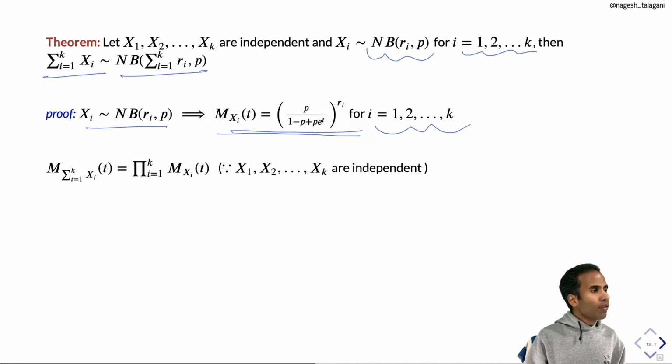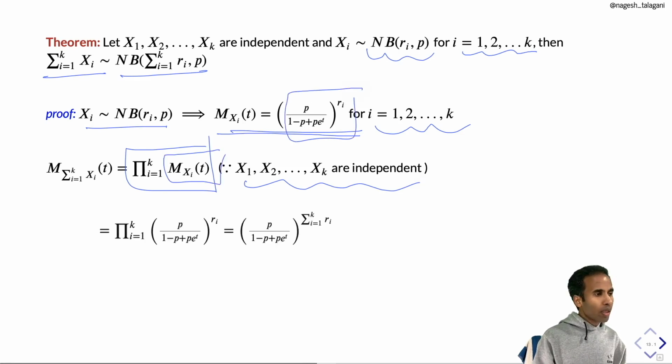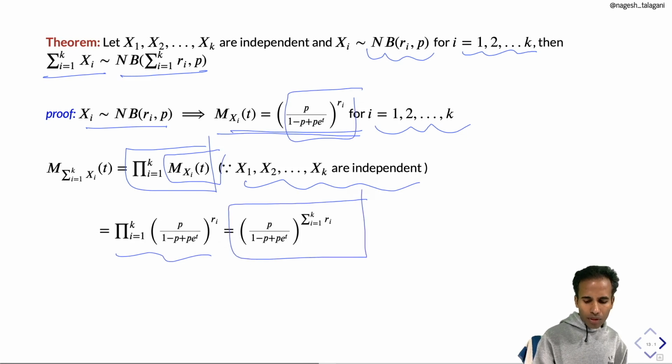Now the MGF of summation Xi from i equal to 1 to k at t is going to be again the product of MGFs of Xi from i equal to 1 to k, since X1, X2, Xk are independent. Now if you replace M_Xi of t with this one, you will end up with this product. This will be simplified to this one, which is (p by 1 minus p plus p power t) whole power summation ri from i equal to 1 to k. This is the MGF of summation Xi from i equal to 1 to k.